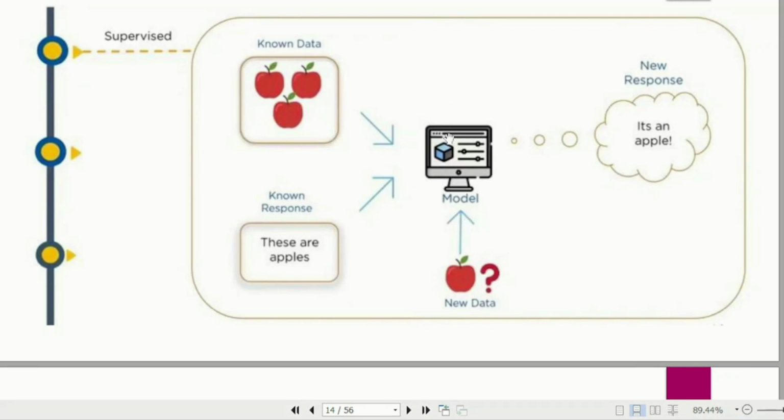The work of the machine is only to map input and output, and then it can recognize new data. It is basically a detection, or recognition, of new data, that is an apple. So it's an apple, a new response in supervised learning.